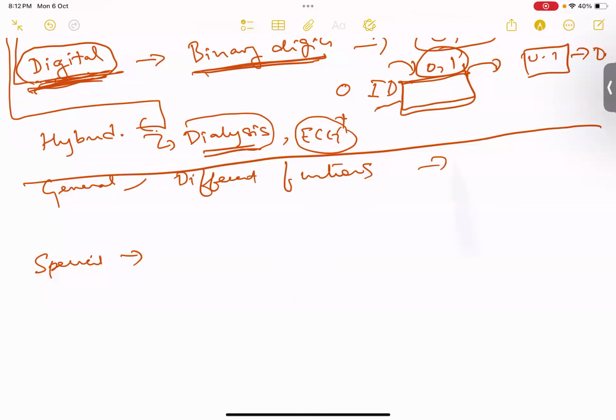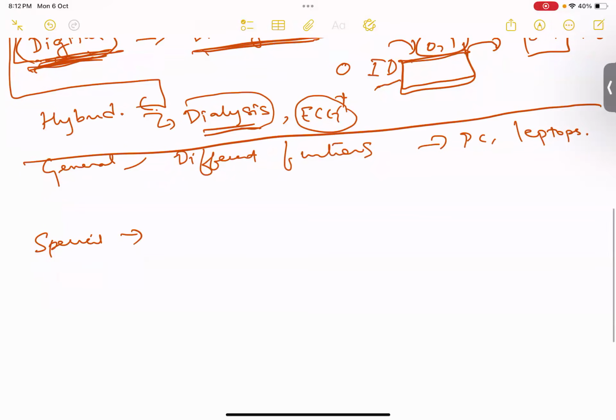So any types of PC, your laptops, these are all general purpose computers. Why? Because we can perform different types of tasks at the same time, right? We can use it to operate MS Office, and we can also use it for designing. You can use different types of software, right? We can also play different types of games. So it serves different types of purposes, so it is regarded as the general purpose computer, okay?